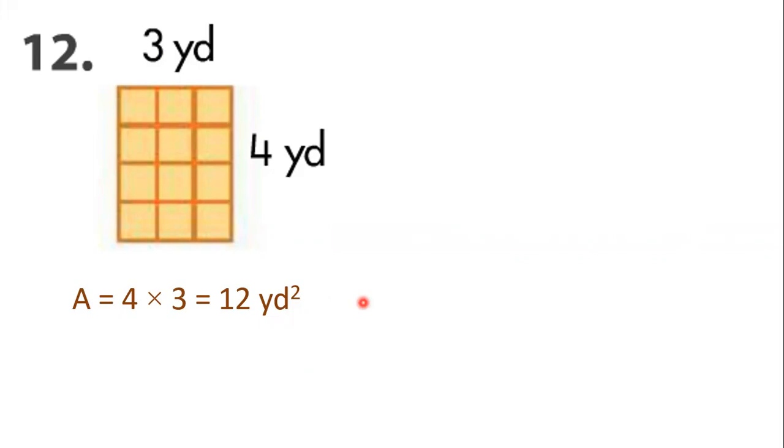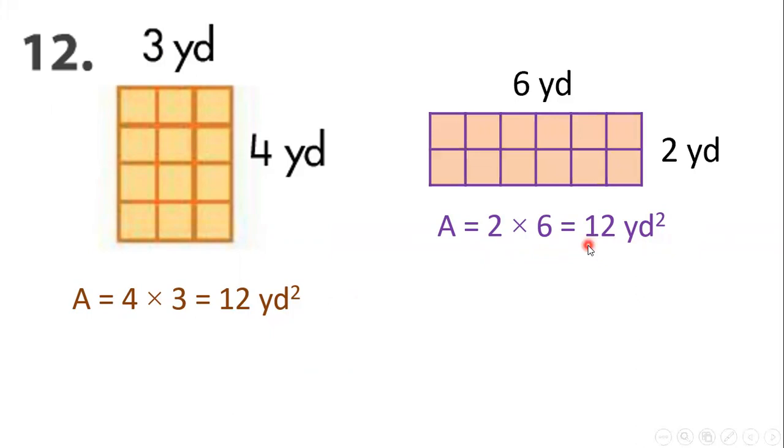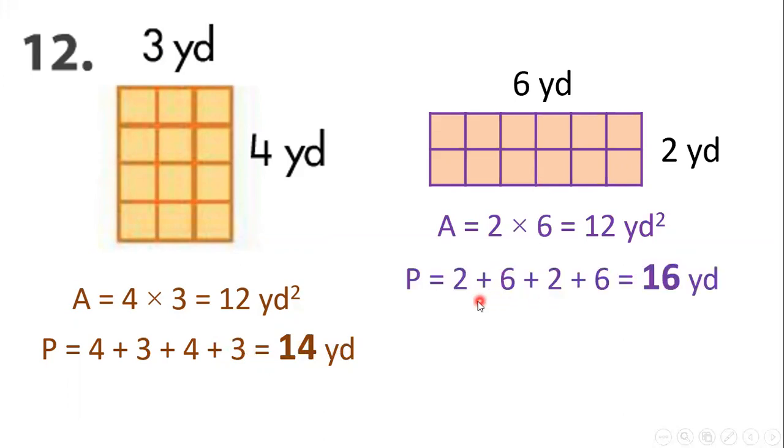I know that 3 multiplies 4 equals 12, and also 2 multiplies 6 equals 12 square yards. The perimeter of the first rectangle here is 4 plus 3 plus 4 plus 3 equals 14 yards. And the perimeter of the second rectangle is 2 plus 6 plus 2 plus 6 equals 16 yards. The first rectangle has the smaller perimeter.